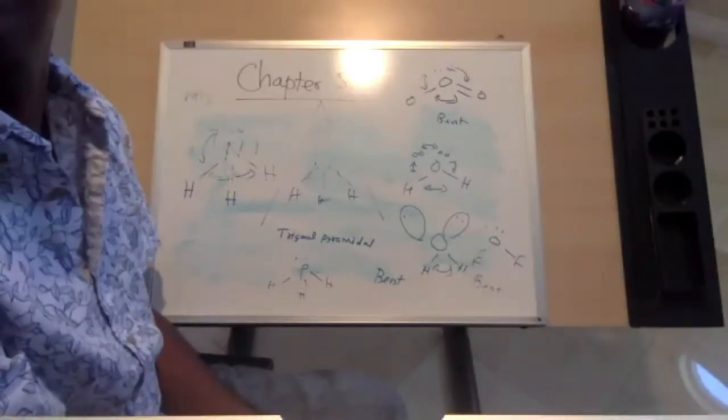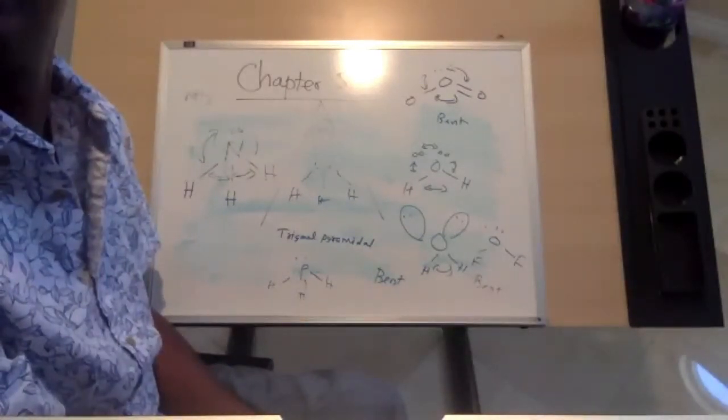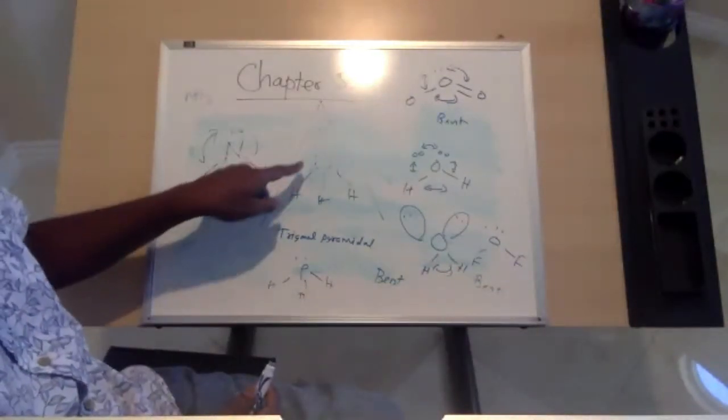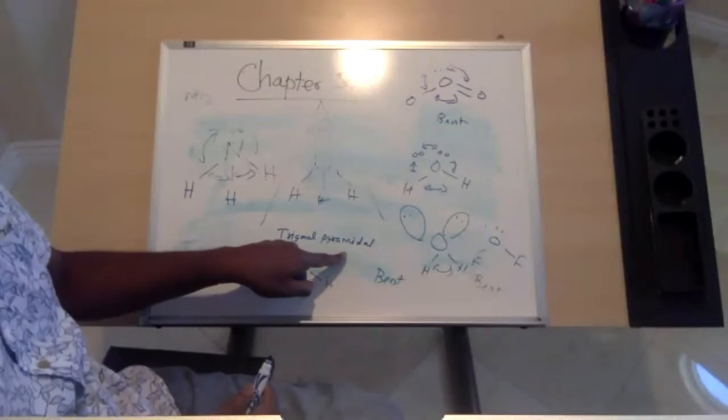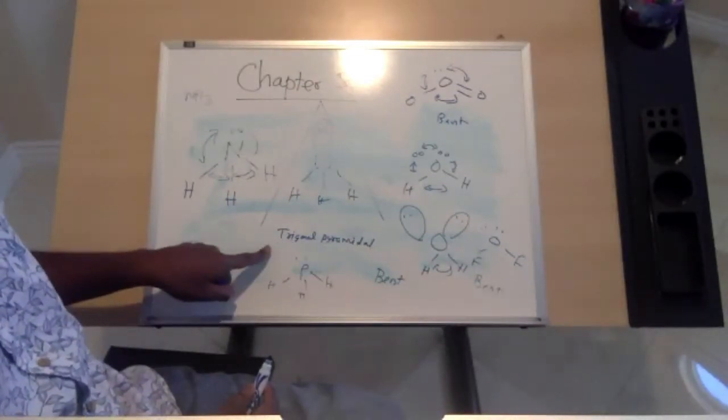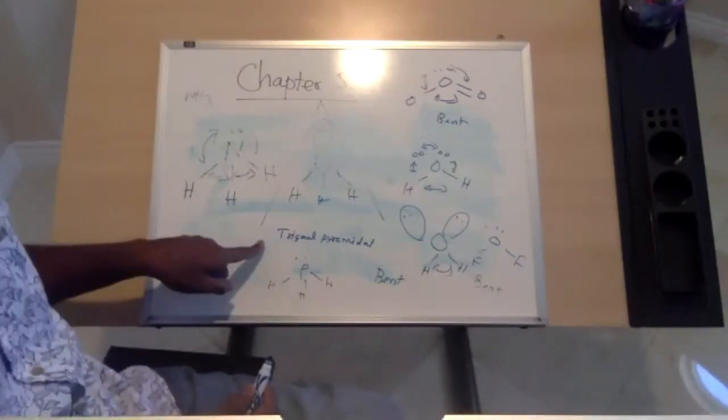Is it tetrahedral or trigonal pyramidal? Okay. So for this one, the molecular geometry is trigonal pyramidal geometry. The electron pair geometry is tetrahedral geometry.